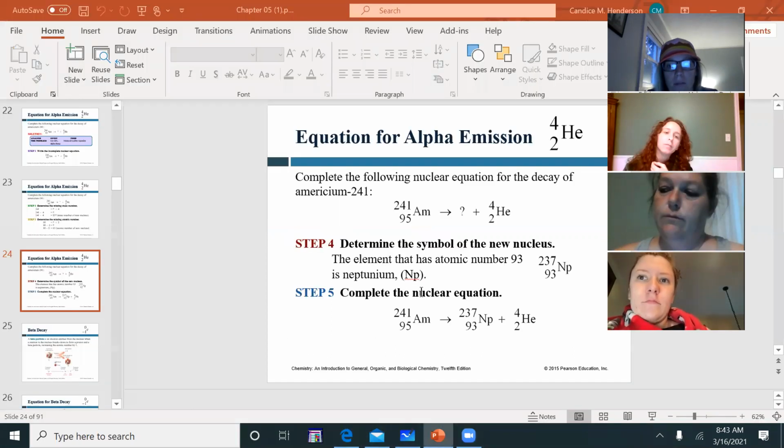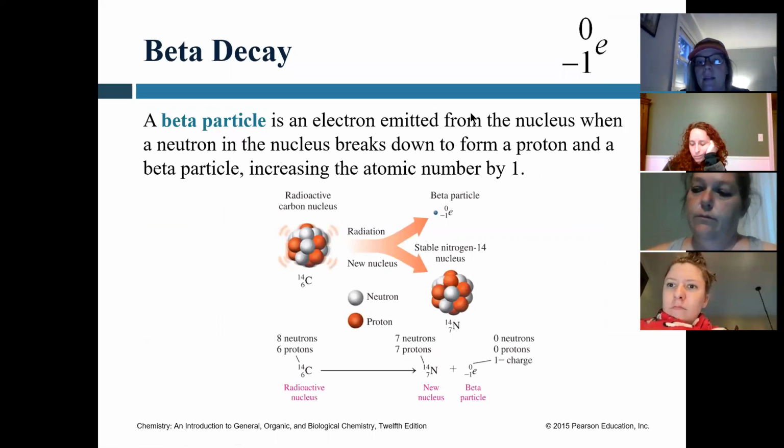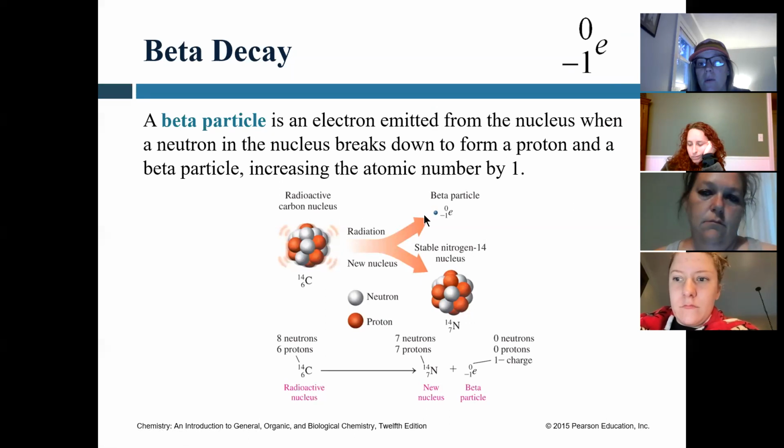So if we undergo beta decay, it's a little bit different here. In beta decay, the beta particle gets shot off, which is an electron. But remember, what did we say about beta decay? Beta decay is when we have a neutron that pretty much turns into a proton.